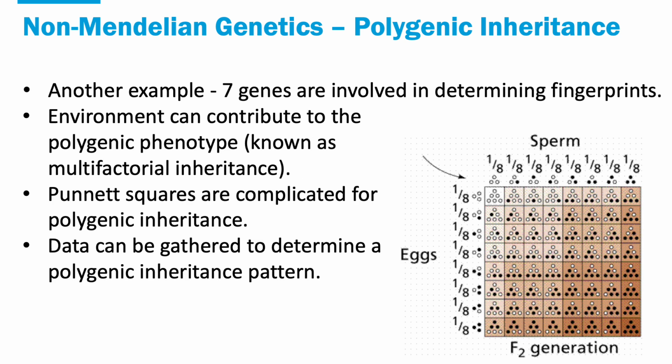Another example of polygenic inheritance is a fingerprint. Fingerprints come from 7 genes. When you look at the Punnett square for a polygenic inheritance, they can get quite complicated. A lot of data can be gathered from them, but they are very involved. You'll be happy to know that you are not going to complete polygenic inheritance Punnett squares. What you guys need to know is that poly means multiple, in other words, multiple genes involved, and that 2 examples are fingerprints and skin color.